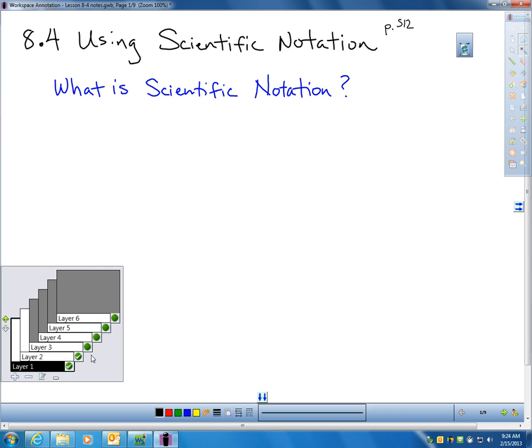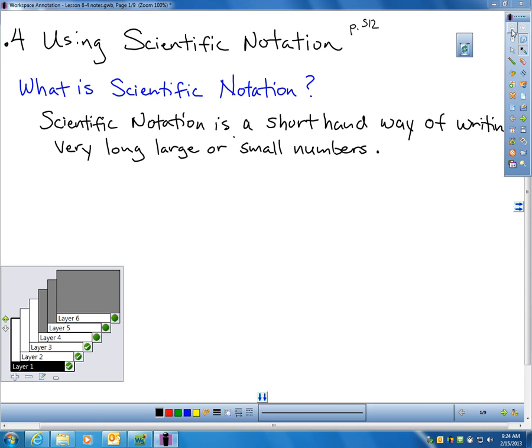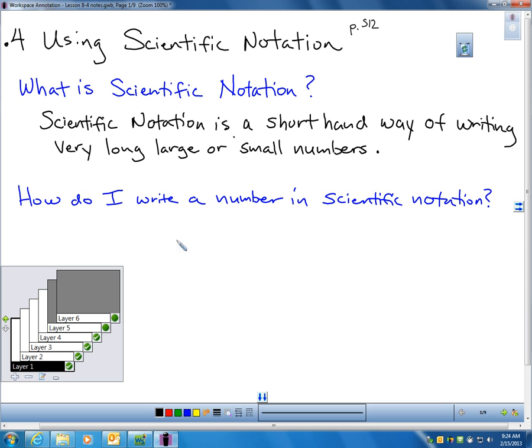So first of all, what is scientific notation? Scientific notation is just a shorthand way of writing very long, large, or small numbers. Large numbers could be like 23 quadrillion, which would be 23 with, I think, 15 zeros after it. Or very small numbers, like .00000000038. That's not very convenient to write. It'd be nice if I had a shorthand way of writing that. So scientific notation is just a shorthand way of writing long, large, or small numbers.